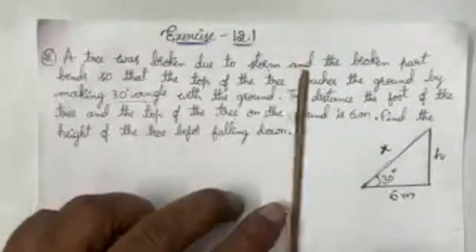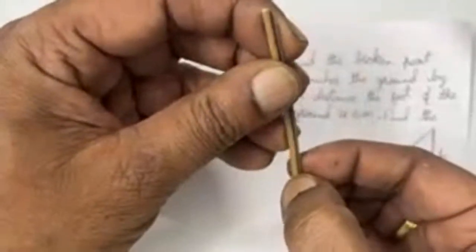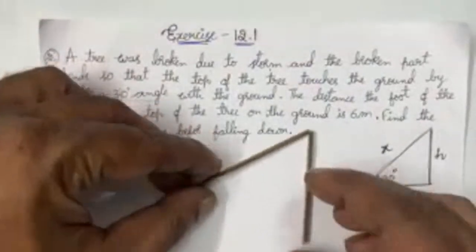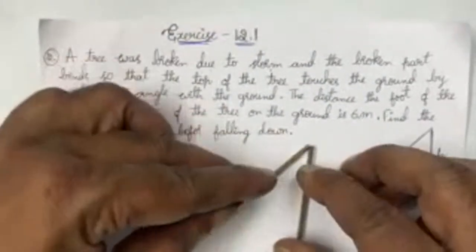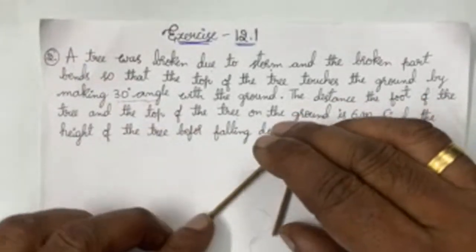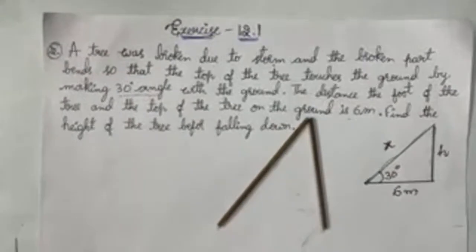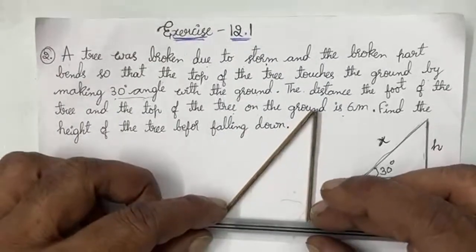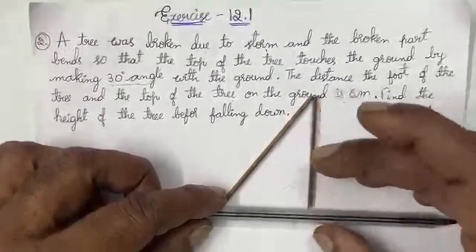Now we can see this is one big tree. Suppose this is the big tree, and because of the storm it is broken. After breaking, it touches the ground. This is the way it is touching the ground here. This is the ground. The tree was broken, and this is the remaining part of the tree.